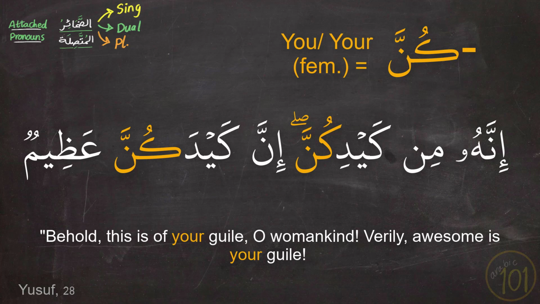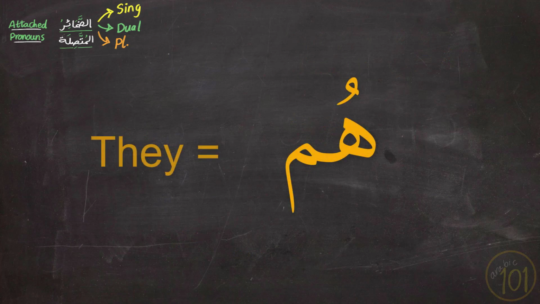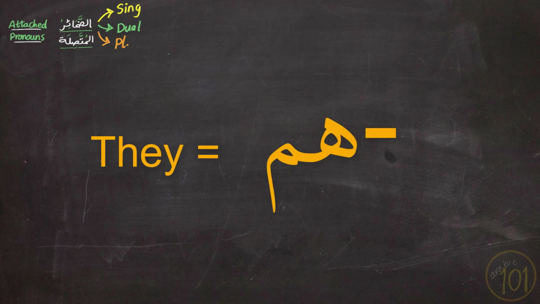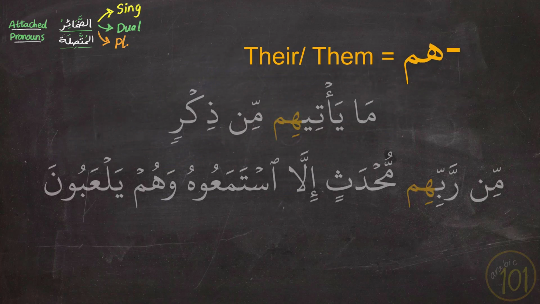So here the suffix kunna was used because it is addressing only a group of women. Next is the pronoun hum. Hum could also be used as a suffix at the end of words to indicate the meaning of their and them, like in these examples.